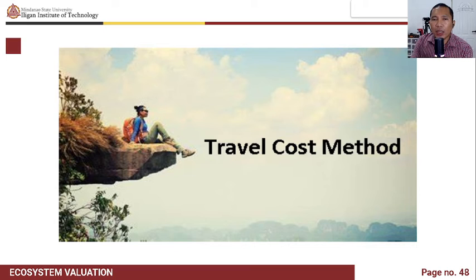Okay, and now we're done. We're down to the last method. We have the revealed preference, and this is the travel cost method.